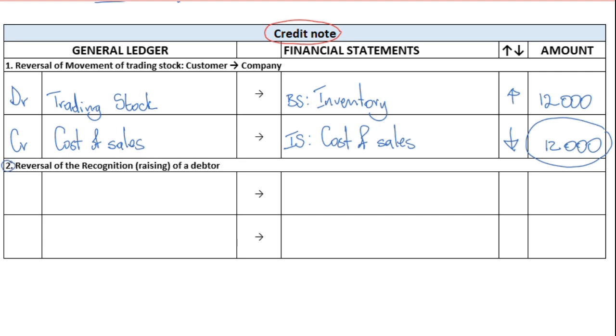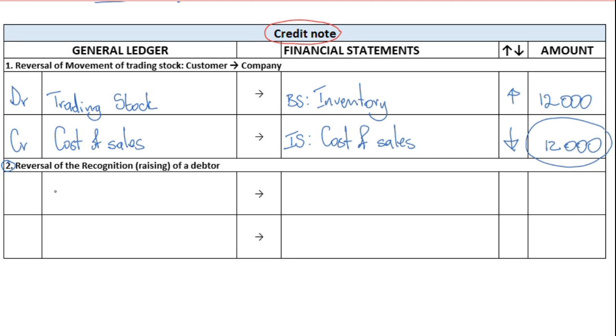The second entry we must make is for the reversal of the debtor which we previously raised when we sold the goods on credit. By returning the goods back to us, the debt owed to us by P. Mahlangu has been reduced. So to reflect this in our books, we need to decrease the balance of our debtors by the amount of the selling price, which is 14,400. We also need to decrease our sales total for the year by the same amount.